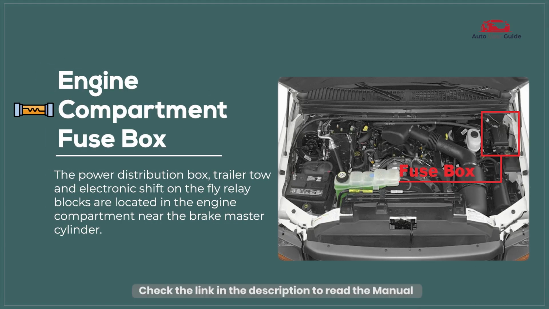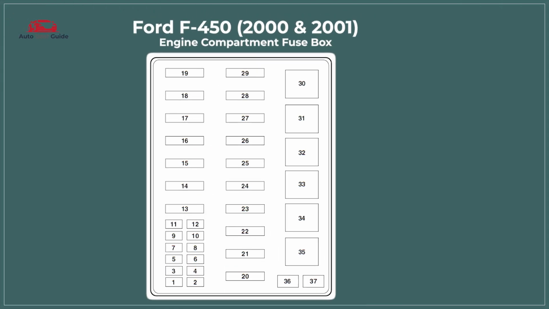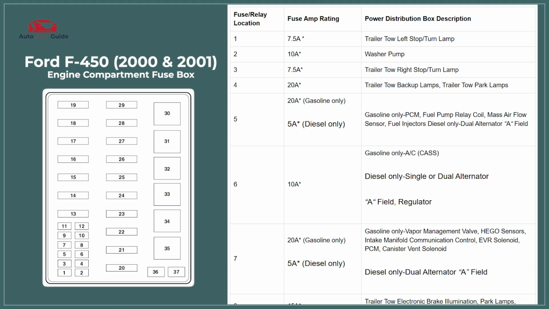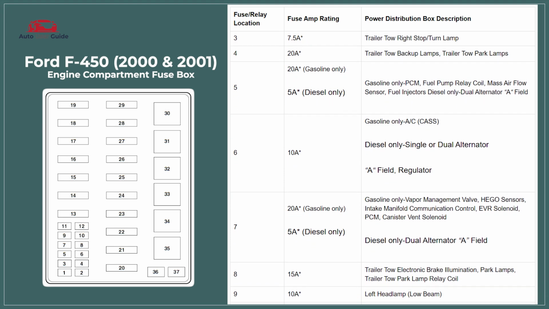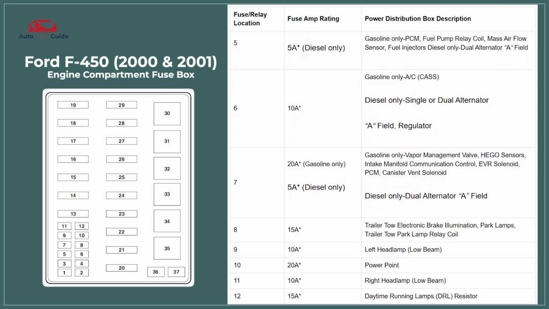Engine compartment fuse box. The engine compartment fuse box in the 2000 and 2001 Ford F-450 provides power distribution and protection for critical engine and chassis systems, including the glow plugs, fuel system, and trailer tow circuits.